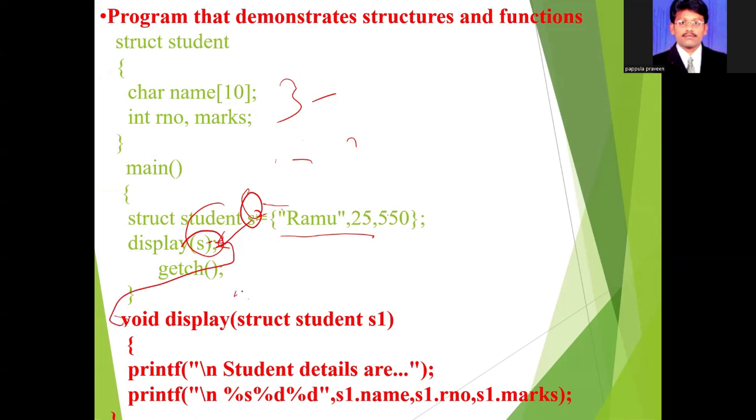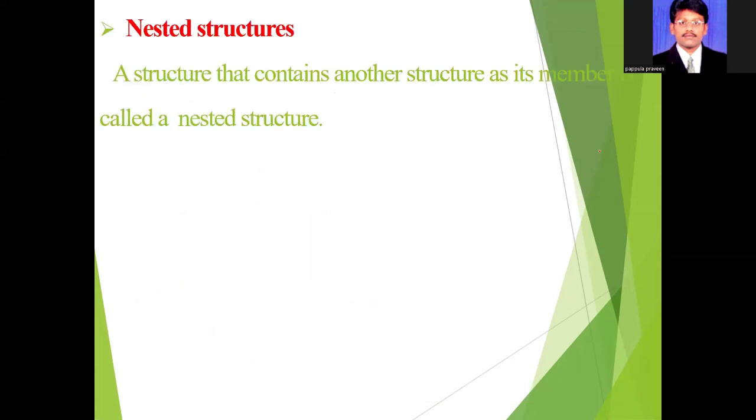In the called function, its name is display. Now, what are the formal arguments here? struct student S1. S1 is the formal argument. Now, you display the values through S1.name, S1.rollnumber, S1.marks. Simple. You remember the passing of parameters from calling to called function. In the same way, we are passing the structure variable from calling function to called function. Okay, clear guys? I will show the program also.